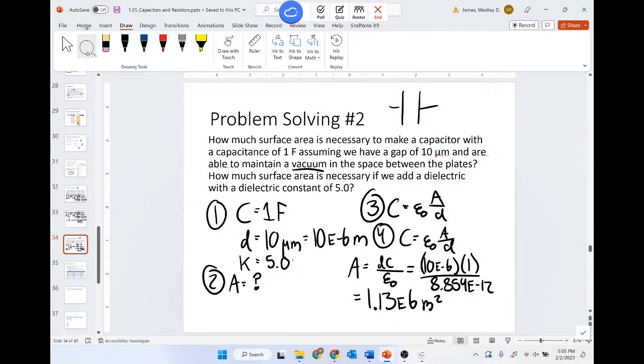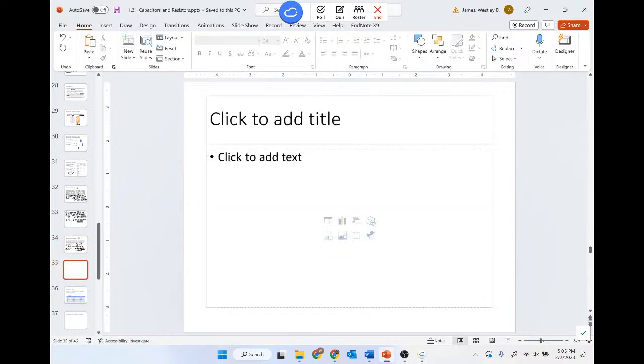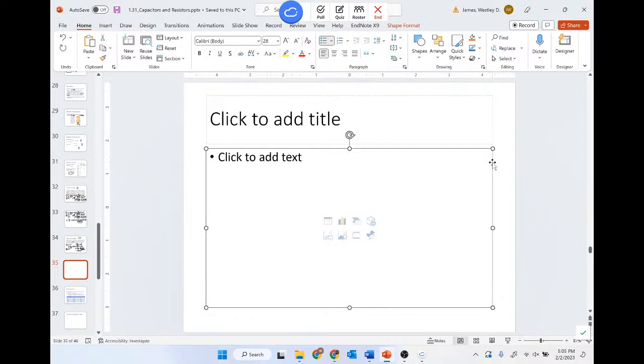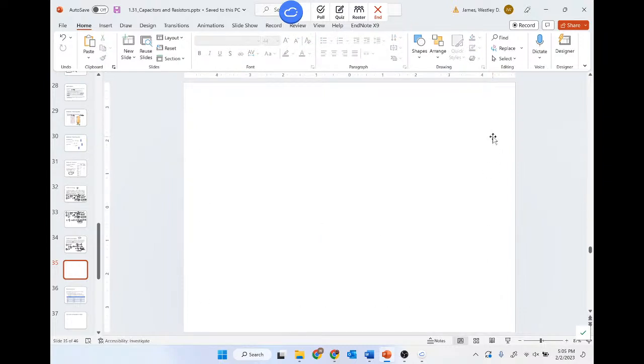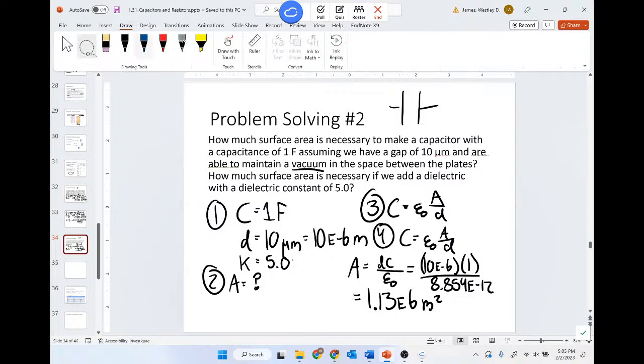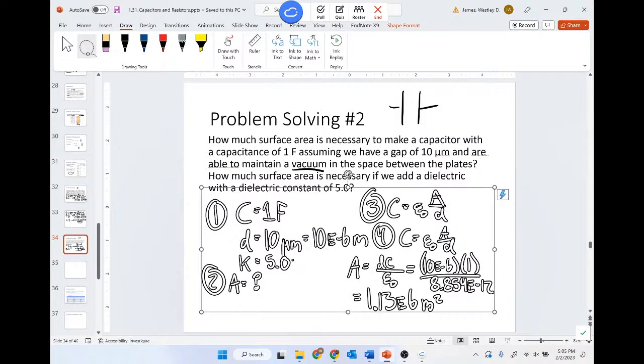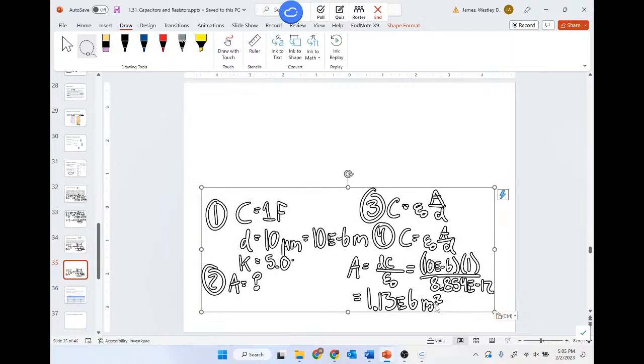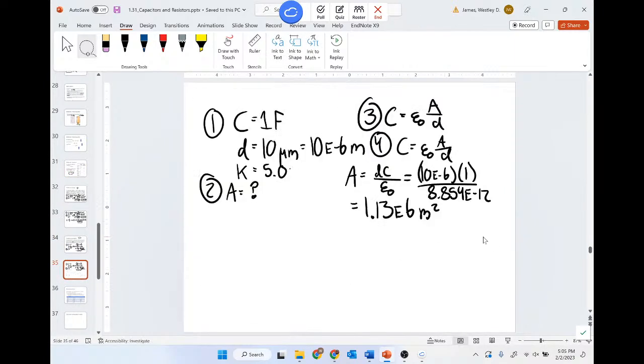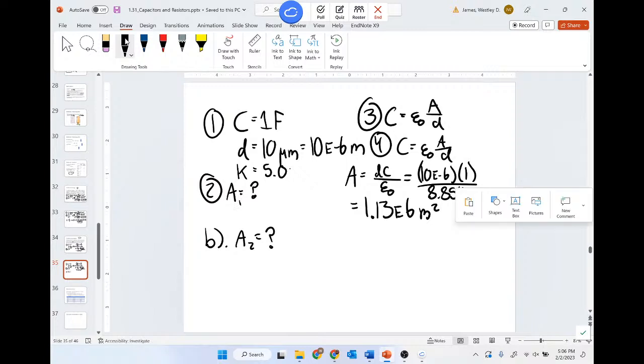So we'll make a new slide, copy all this over, and it'll be fairly straightforward. At this point, I'm going to show you all a couple ways that we can approach this. So part B says, what are we solving for? What would our area be if kappa was 5? What's our area 2? We'll call this first one area 1. Let's call the second one area 2.